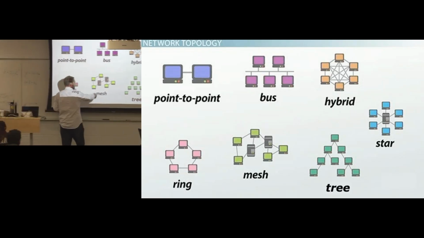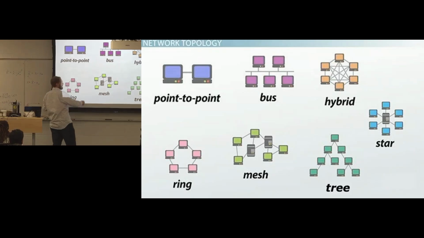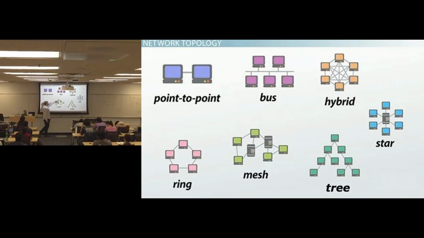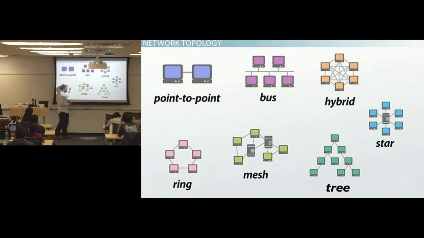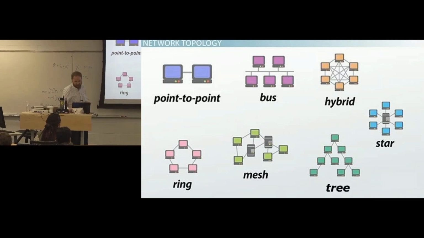When you get to things like mesh networks, these are often used in wireless systems where you have devices with different capability trying to backhaul data. And then rings and trees and buses and some hybrid stuff are also seen in data networks, like Ethernet protocols.